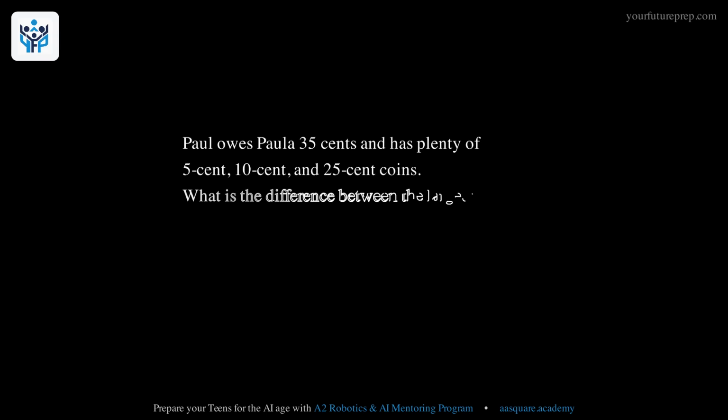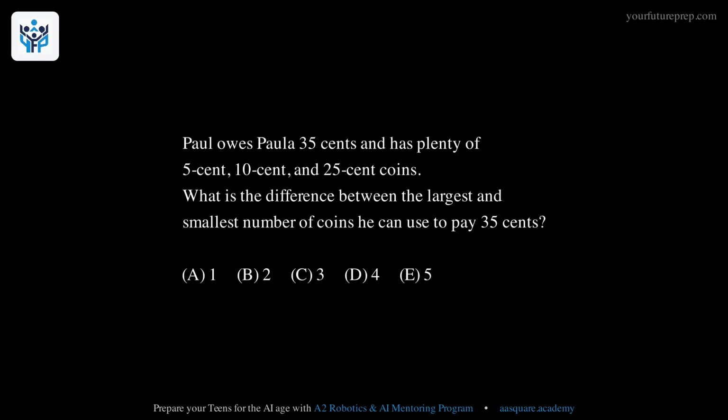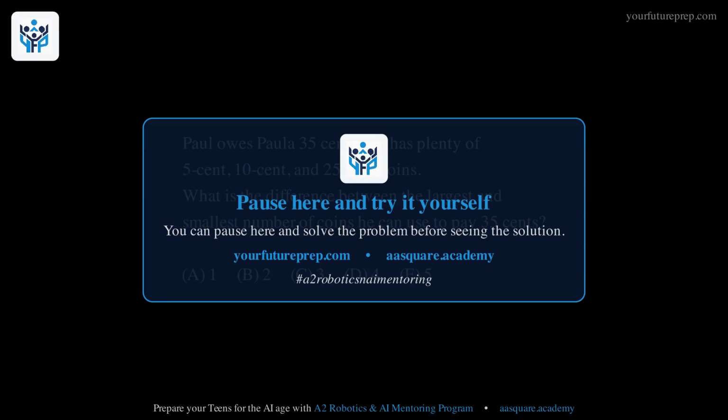Here's problem 2 from the 2014 AMC 8. Paul owes Paula 35 cents and has plenty of 5 cent, 10 cent, and 25 cent coins. What is the difference between the largest and the smallest number of coins he can use to pay exactly 35 cents? You can pause here and solve the problem before seeing the solution.